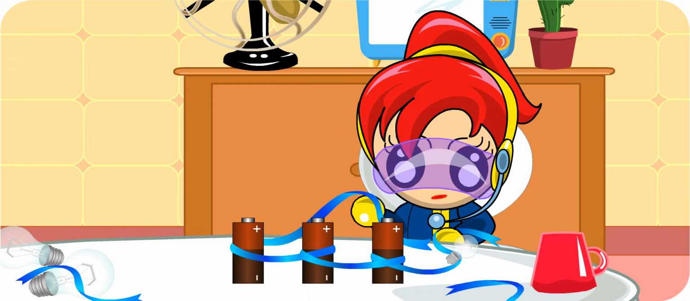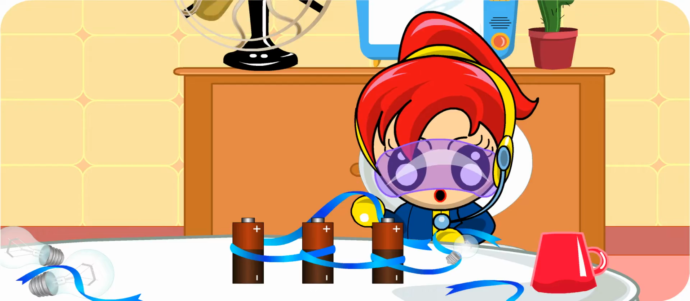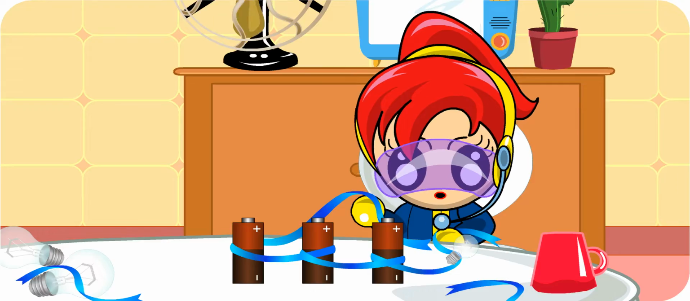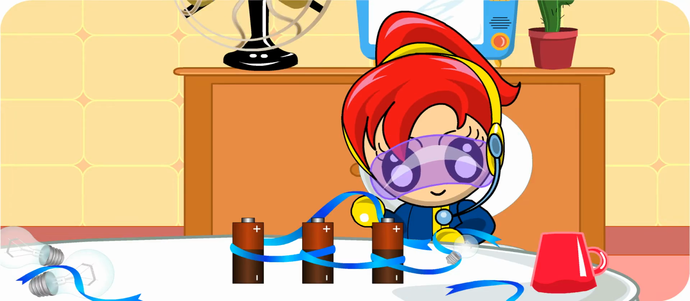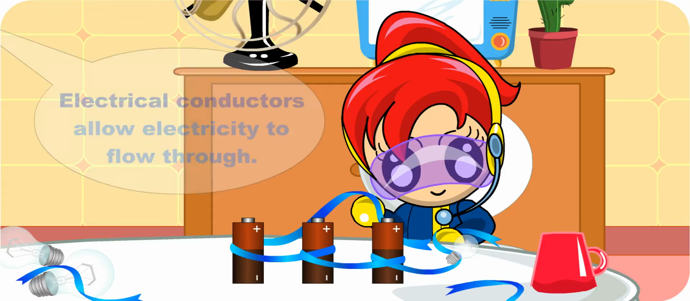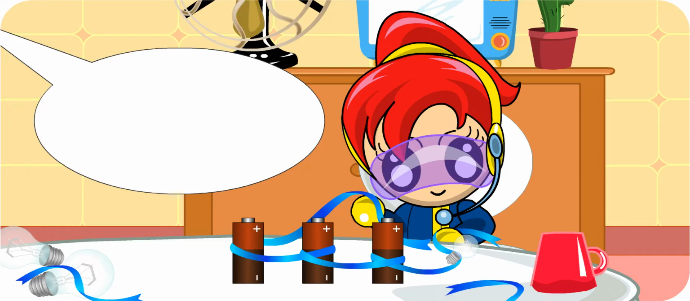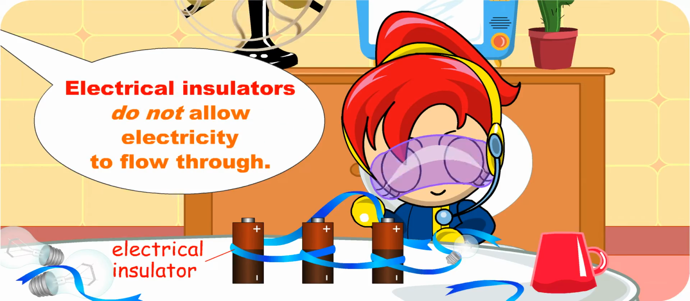What are you doing, Turbo Girl? I am trying to make this circuit work. You are connecting the circuits with ribbons? That's because I cannot find any wires. Turbo Girl, only certain materials allow electricity to pass through. They are known as conductors of electricity. You are now using an electrical insulator. This type of material does not allow electricity to flow through.